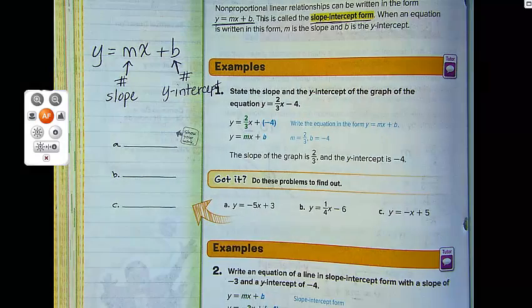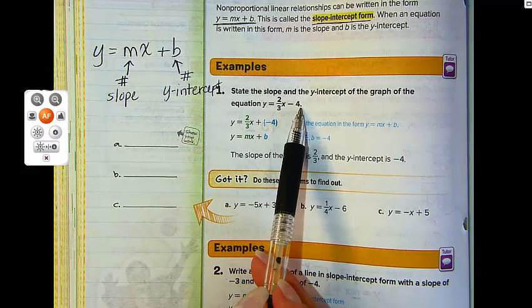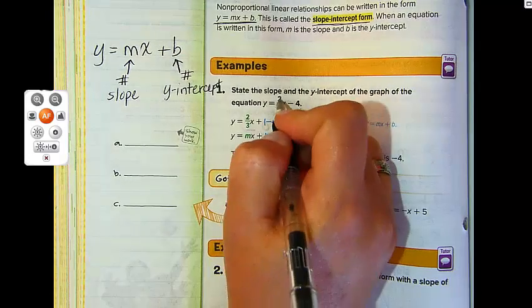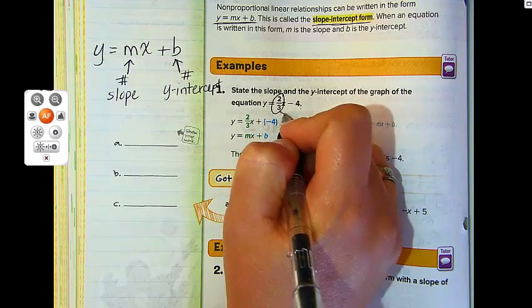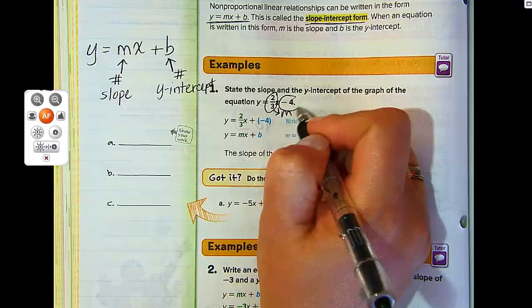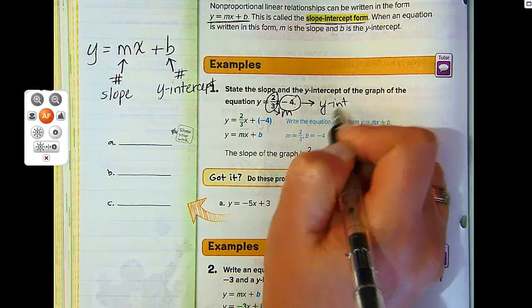So the number in front of x is the slope. The number without an x is the y-intercept. So if I look at this one, it's very easy to see which one is the slope and which one's the y-intercept. The number connected to x is the slope. So this is my m, or my slope. The number not connected to x is my y-intercept, or my b.